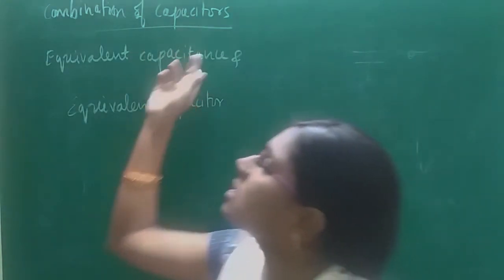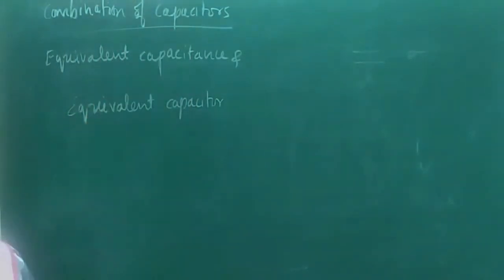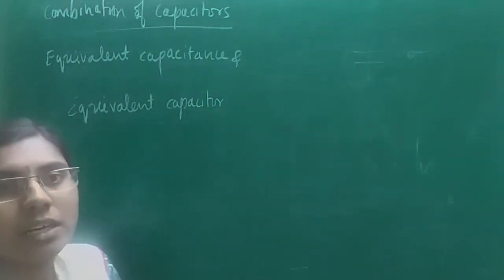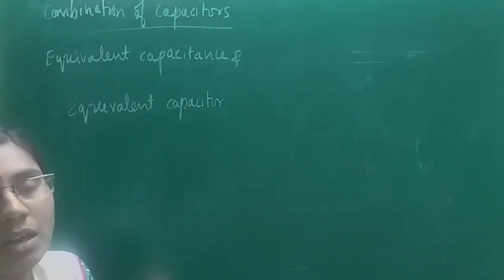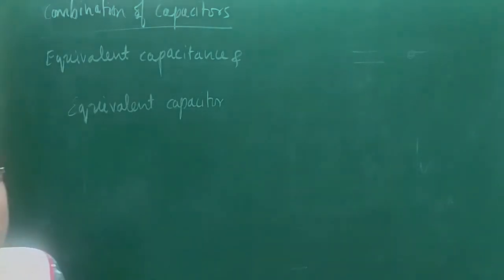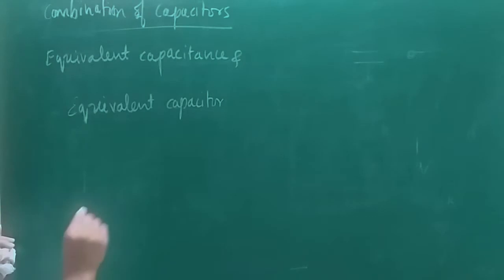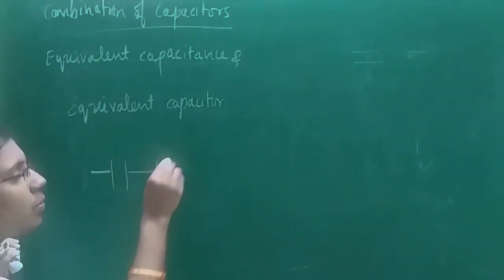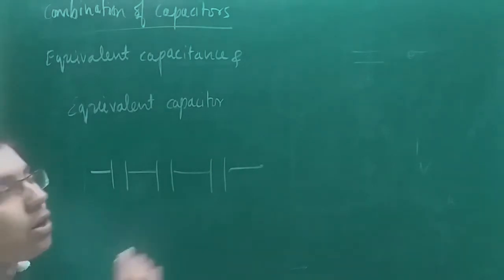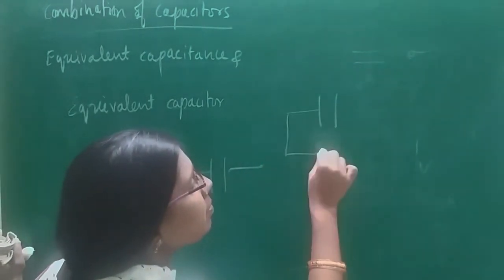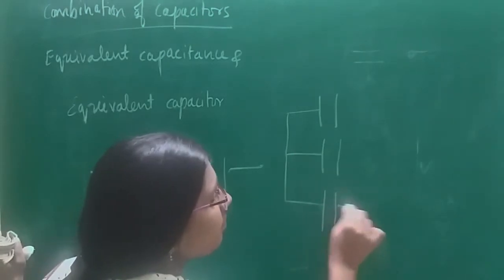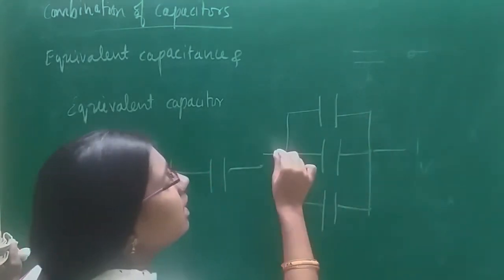Now, let me move on to discuss combination of capacitors. Here, we have to discuss what is meant by combination of capacitors, what is an equivalent capacitor and what is equivalent capacitance. In order to get the required value of capacitance, we can join two or more capacitors together, like this, and also like this.